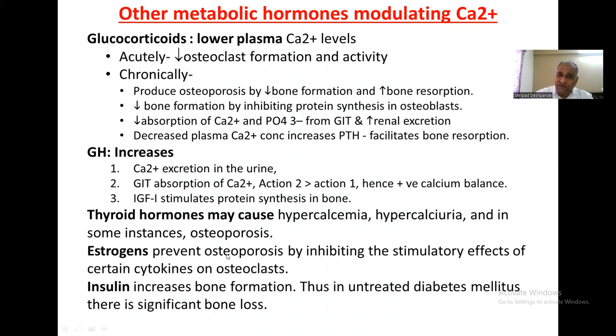Insulin increases bone formation as a metabolic hormone, and in untreated diabetes mellitus, there is significant bone loss. These are some of the hormones. I have not mentioned androgens here, but androgens also play a role in bone formation.